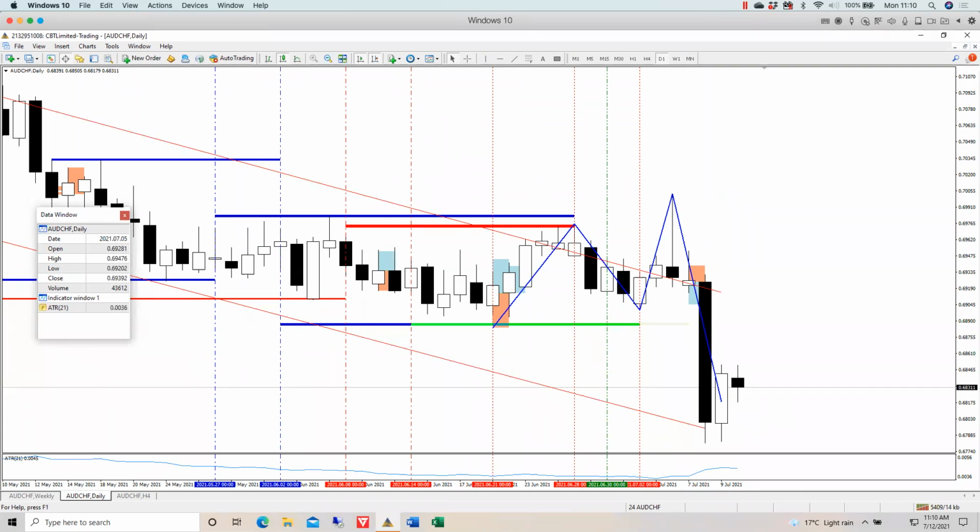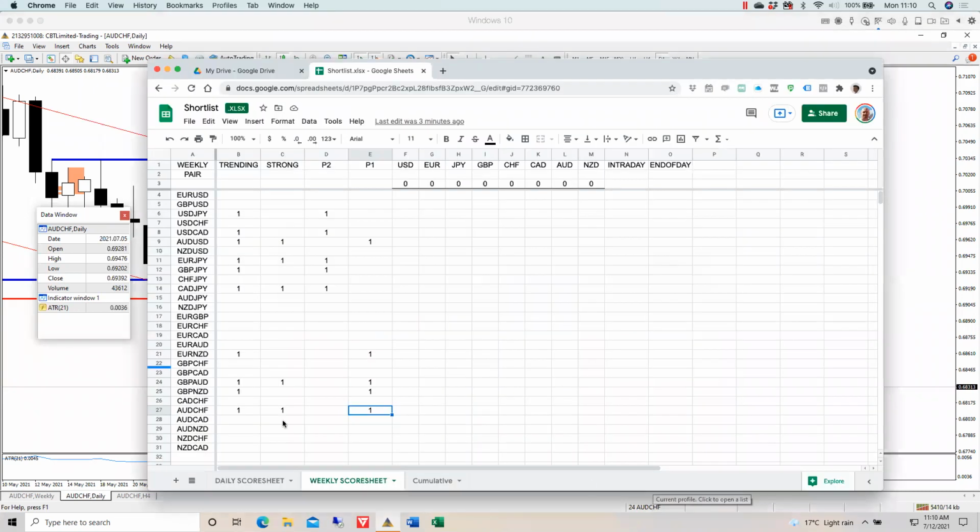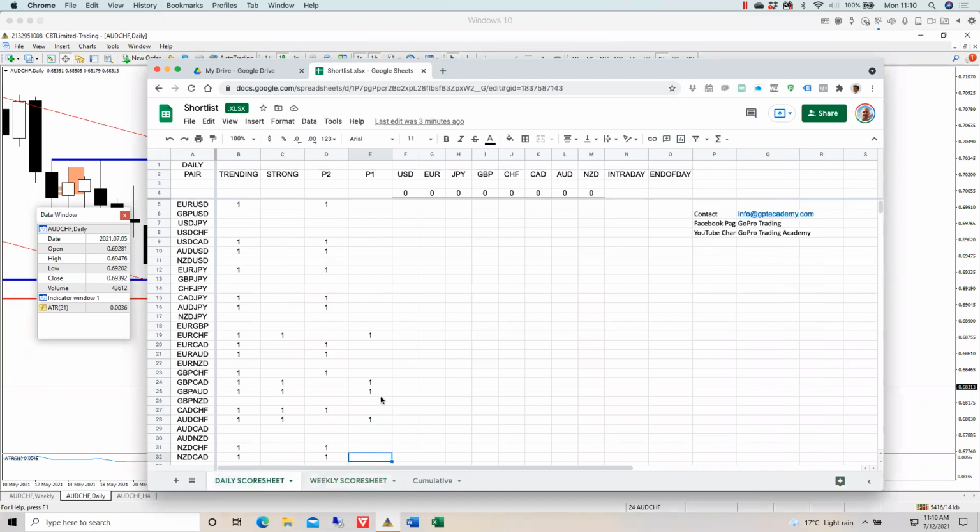So that's how I would use this short list. Basically need to have trending, strong, and phase 1 for a daily impulse. And then similarly for the H4 impulse, we're looking for trending, strong, phase 1. Euro Swiss, I spoke to you about. GBP CAD, GBP Aussie, and Aussie Swiss. We looked at all of those already. But you can see very quickly and easily, based on the score sheet, which meet all the selection criteria for the strategy.